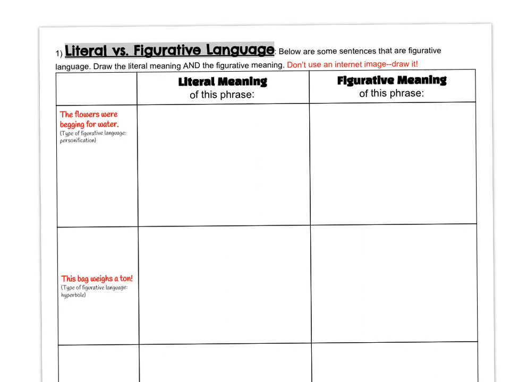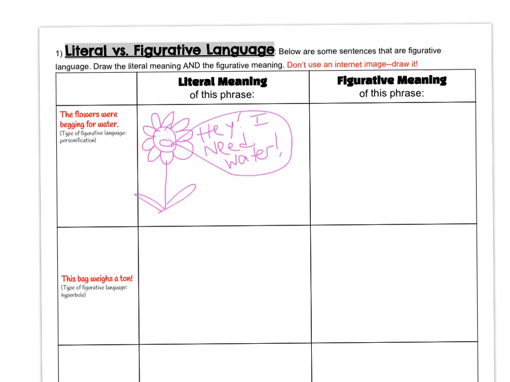So the literal meaning looks something like this. Maybe we might have a flower begging for water. So it might look something like this. You might have the flower begging for water because it's actually able to speak. Now, we know that that's not what they're saying. There's not a real flower out there that's able to speak and say this.